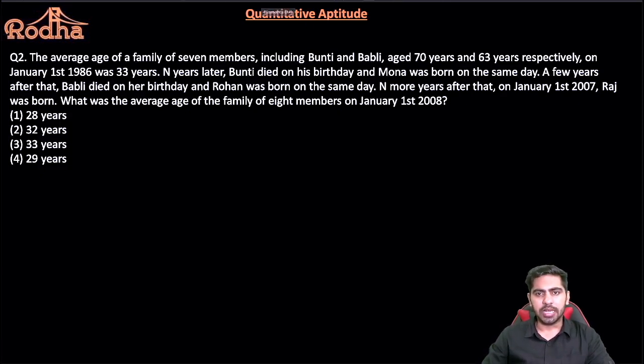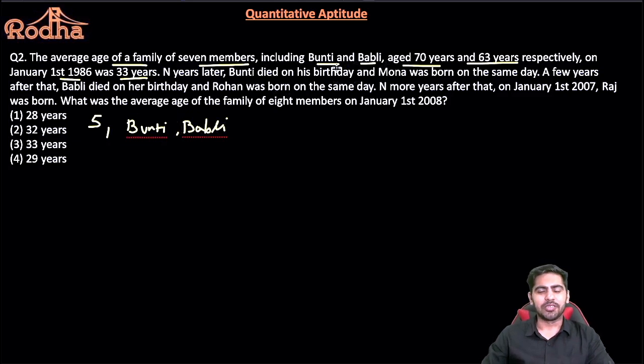Now this is an average age based question. Let's try to solve this. It says the average age of a family of 7 members, including Bunty and Bubbly, aged 70 years and 63 years respectively, on January 1st, 1986 was 33 years. All right, so there are 7 members. There are another 5 members, and then there is Bunty, and then there is Bubbly as well. Okay, Bunty and Bubbly, 70 years and 63 years respectively on January 1st, 1986.